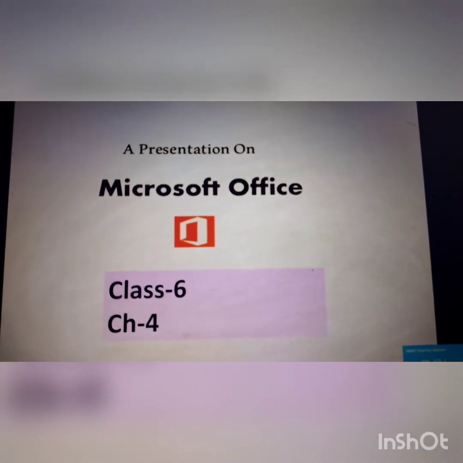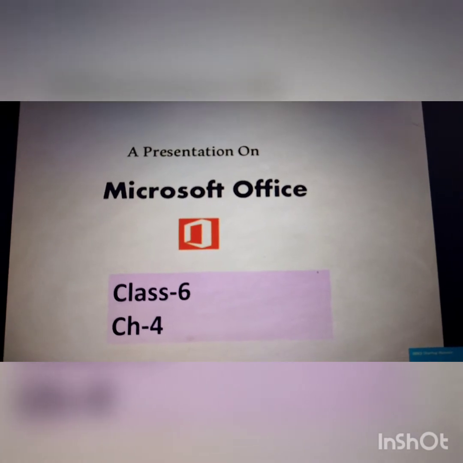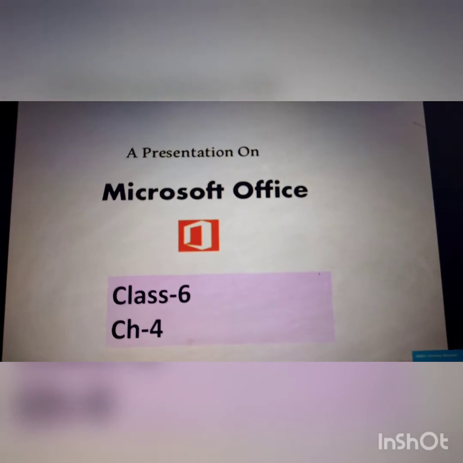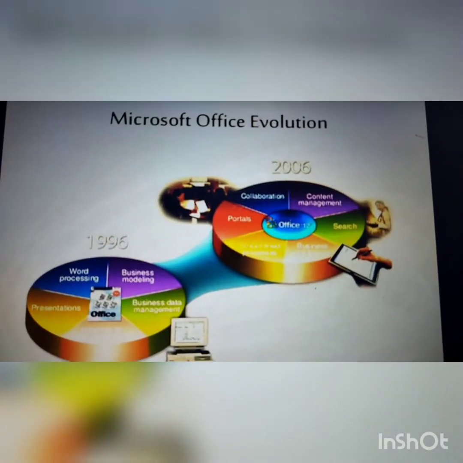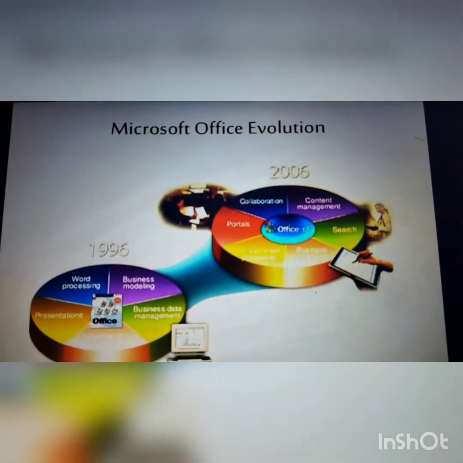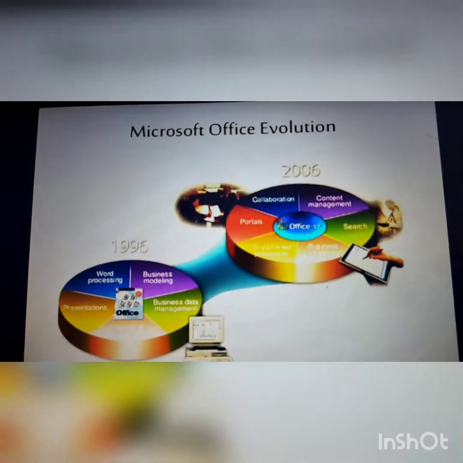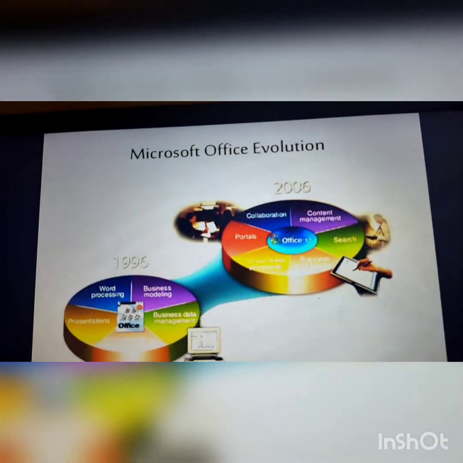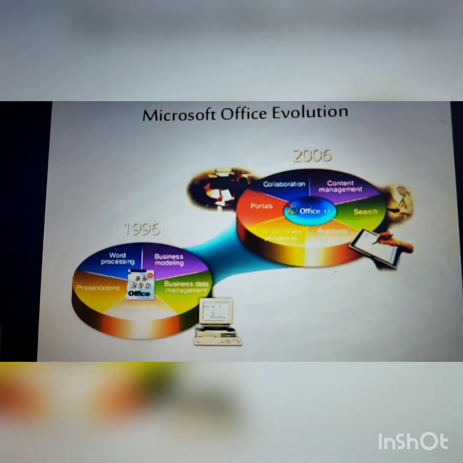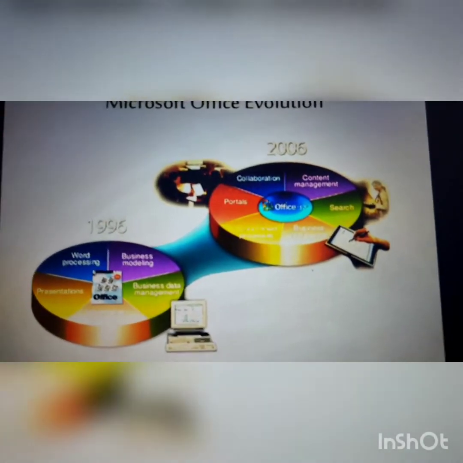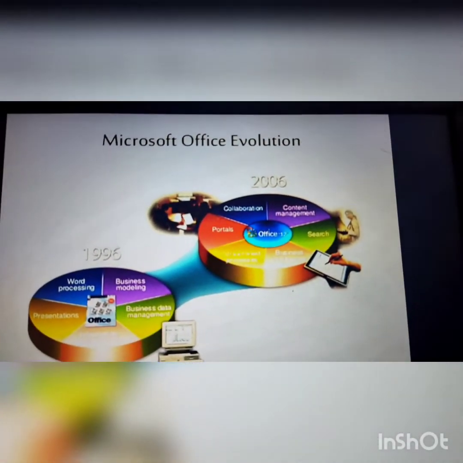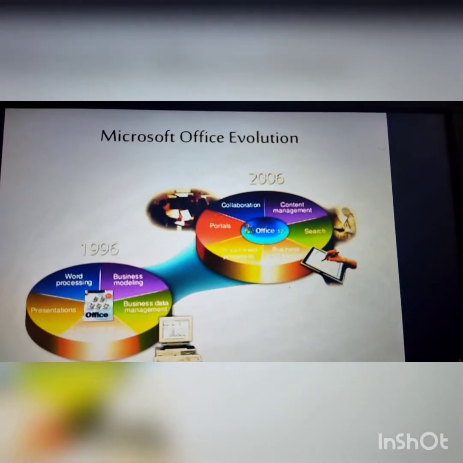So class 6, today we are going to start your new chapter number 4. Your new chapter name is Advanced Features of MS Word. Today we are going to start a new topic using the thesaurus in your MS Word, and the last part: accepting and rejecting changes and turning off the track changes feature. So students of class 6, let's discuss this topic.